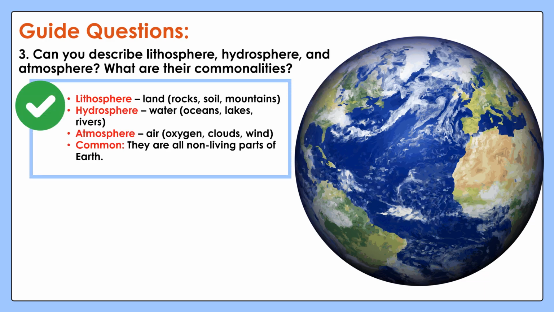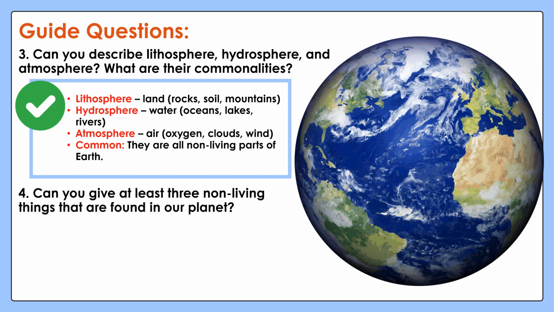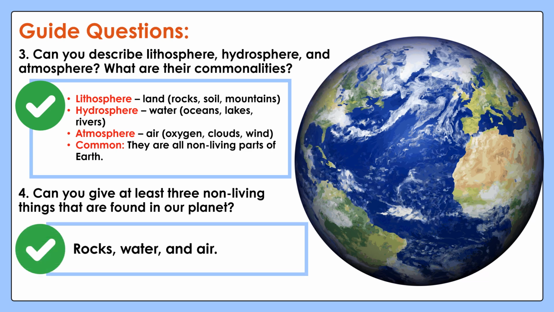The answer: lithosphere for land, rocks, soil, and mountains. Hydrosphere for water, oceans, lakes, and rivers. Atmosphere for air, oxygen, clouds, and wind. Common: they are all non-living parts of the earth. Number 4, can you give at least 3 non-living things that are found in our planet? The answer: rocks, water, and air.